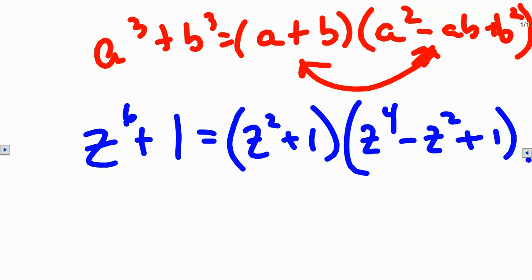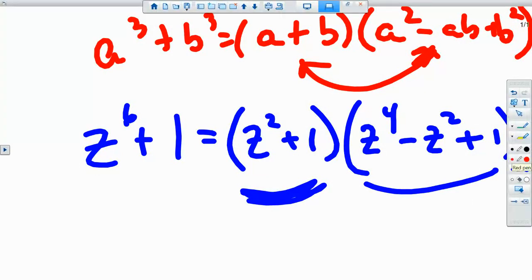Sometimes there will be a problem where you can continue going and continue factoring. This trinomial will never factor, but sometimes this thing in front will. Now, z squared plus 1 will not factor because sums of squares are not one of the three types of binomials that factor. But if it were z squared minus 1, it would have factored to (z plus 1)(z minus 1). So that's about the binomials that factor.